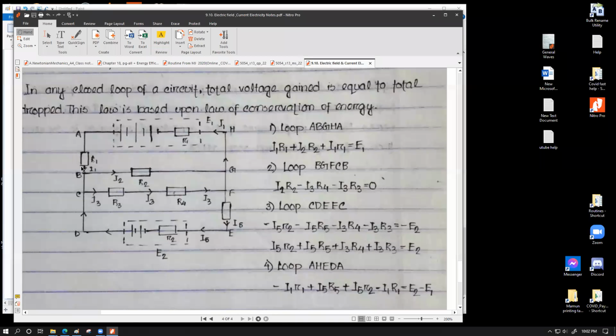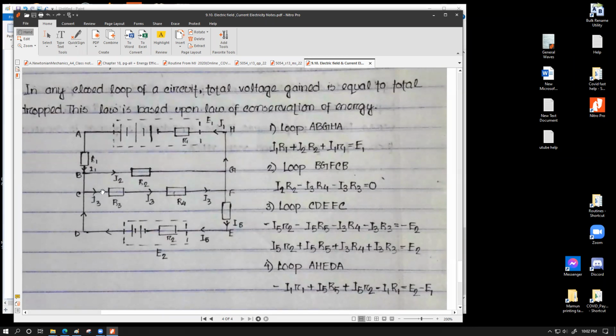Whenever we are working with this closed loop, we'll simply not care what is on other parts of the circuit. This is a closed loop, which means within this closed loop, Kirchhoff's second law will hold. Then we have loop BGFCB. Whenever we are considering this loop, we don't have to bother about what is happening on this branch. We're going to write the equation exclusively for this cycle.